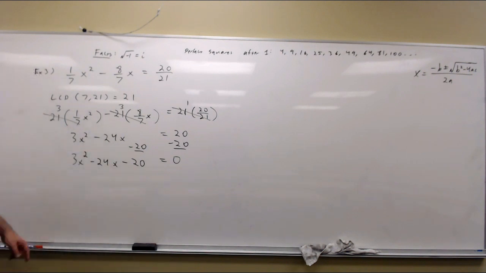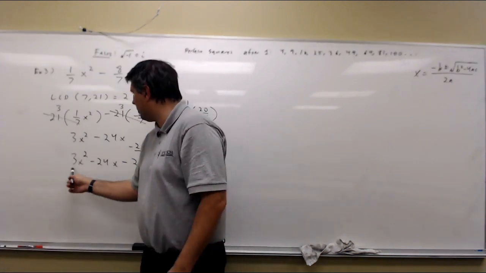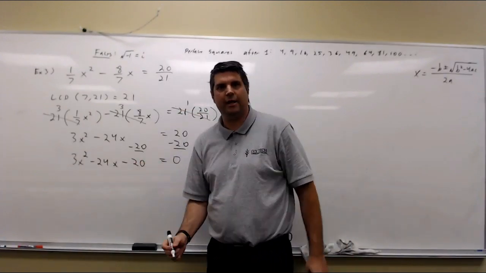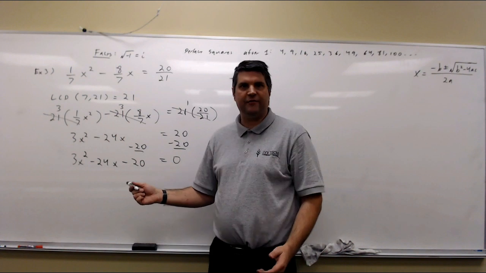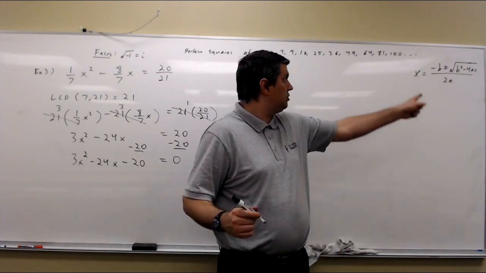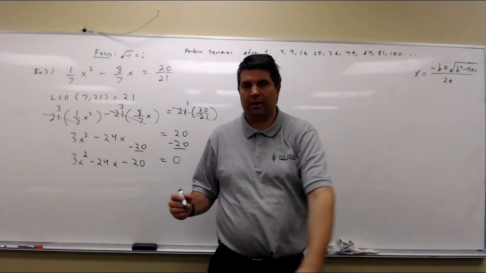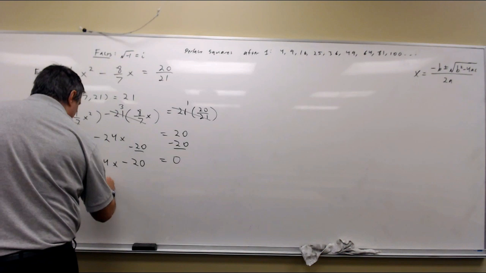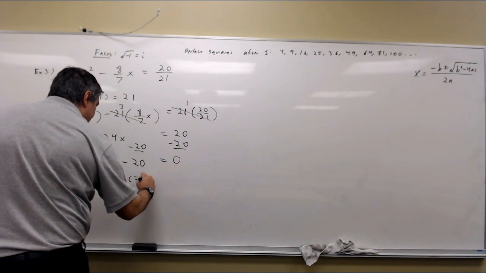Okay, I cannot take the 3 out of everything. The 3 goes to the 3 and the negative 24, but not the negative 20. So it's not easily factorable to me, and it's not conducive to completing the square. So I'm going to use the quadratic formula again. A is 3, B is negative 24, and C is negative 20.